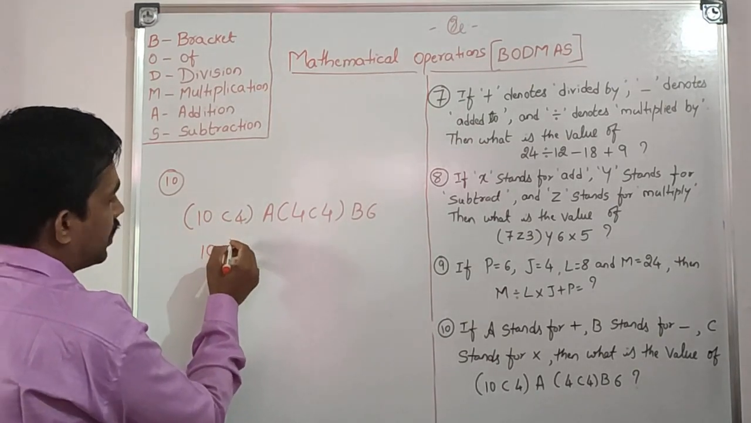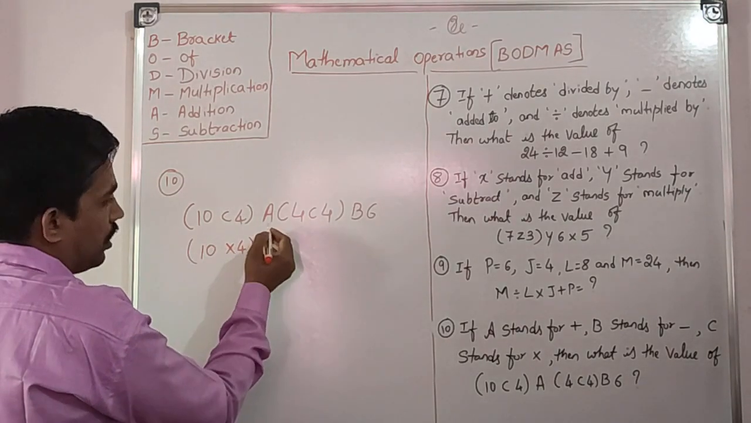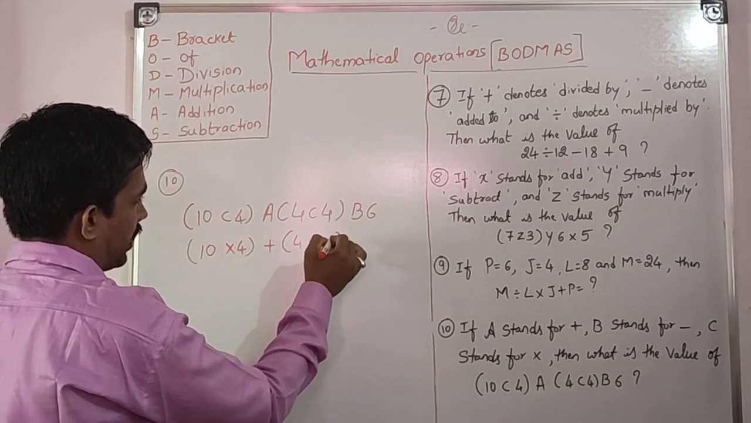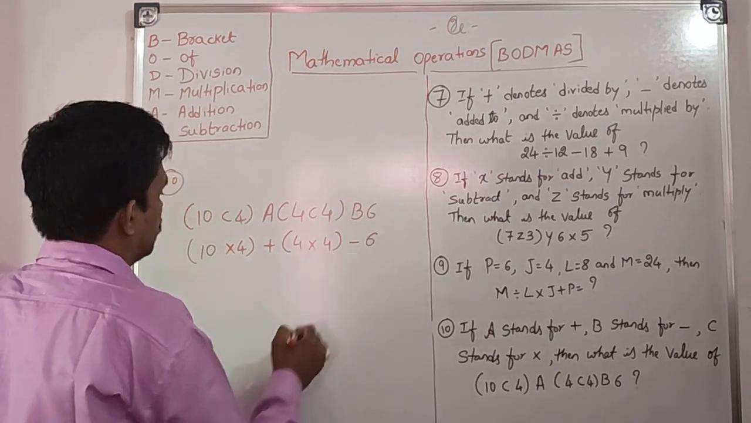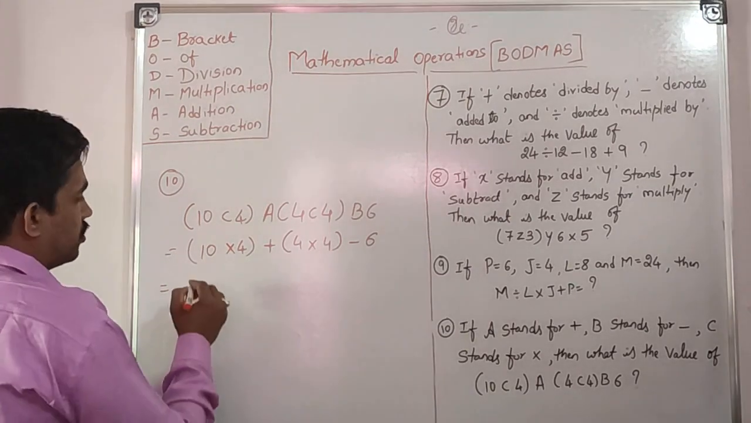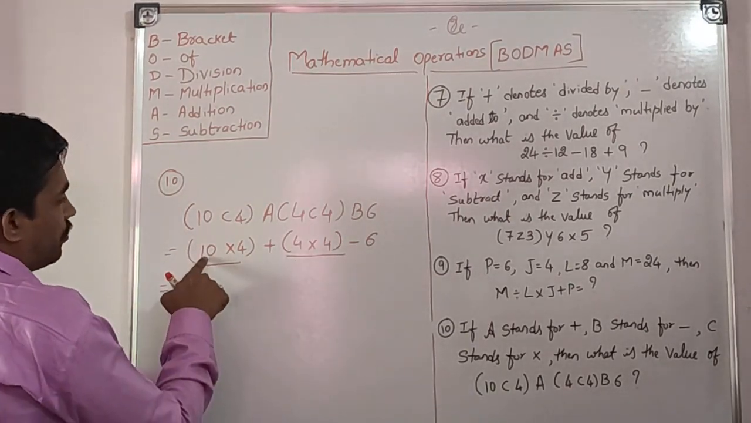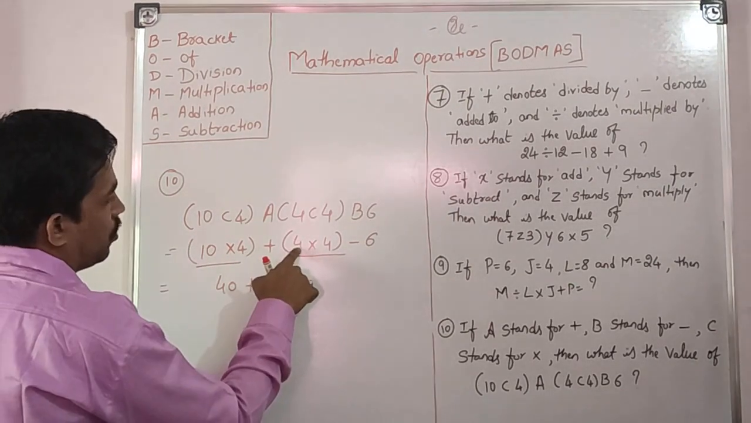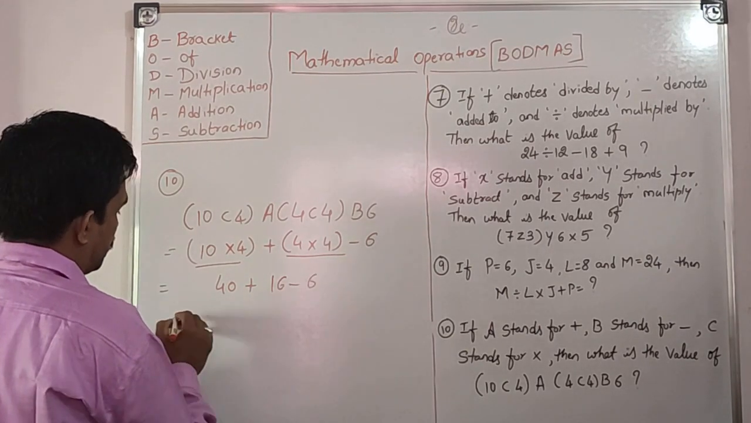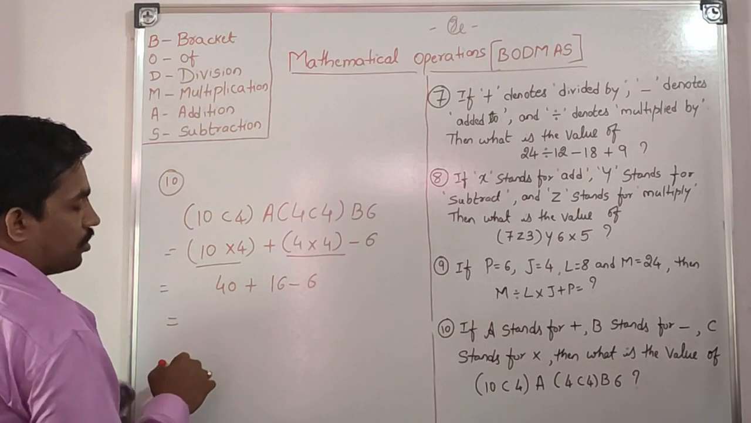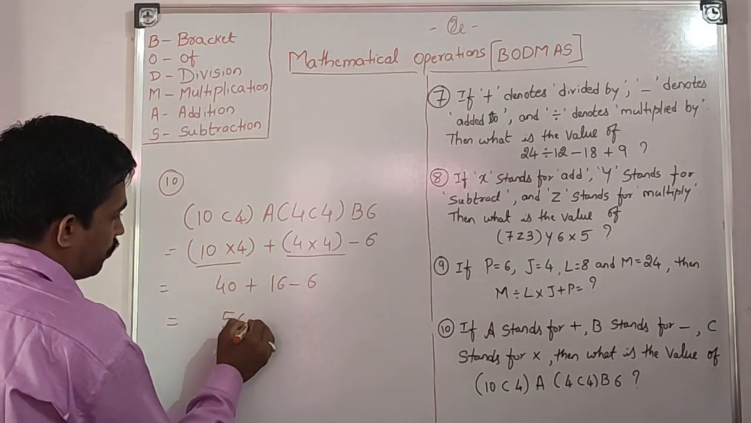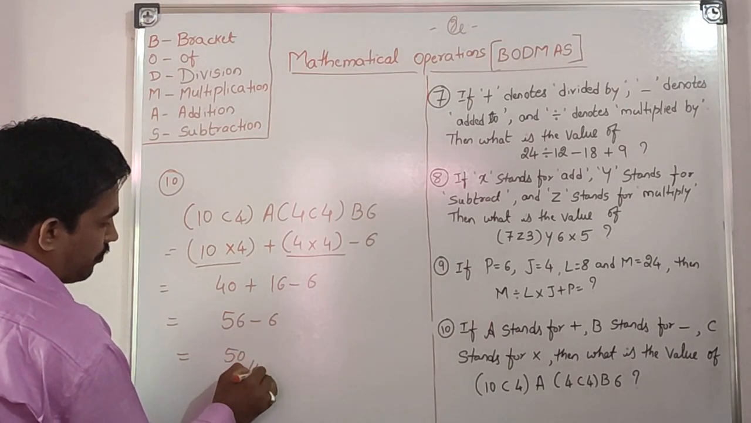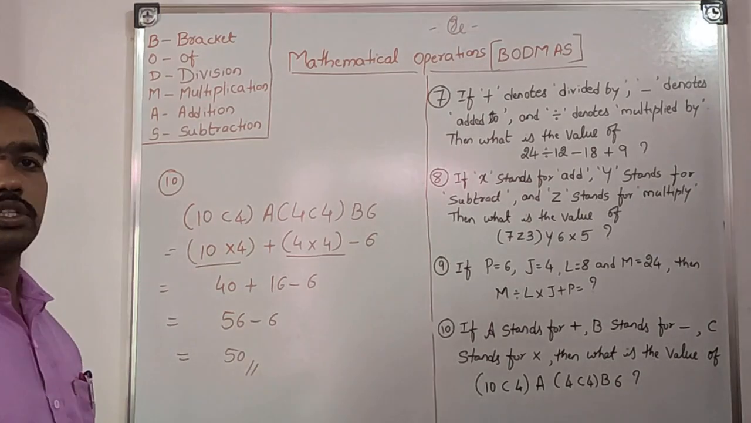10, C stands for into, 4, A stands for addition, into bracket 4 into 4 bracket complete, B stands for minus 6. So according to BODMAS rule, we have to solve the bracket first. 10 4s are 40, plus symbol as it is, and then 4 4s are 16, minus 6. Now 40 plus 16, it is 56, minus 6. So 56 minus 6 is 50. So this is our 10th question solution.